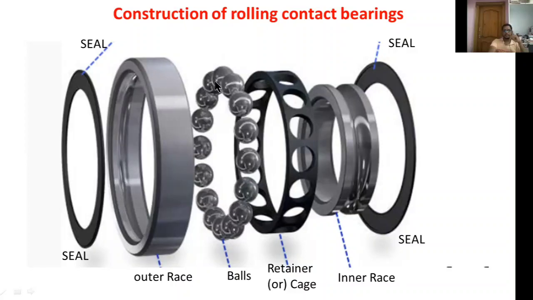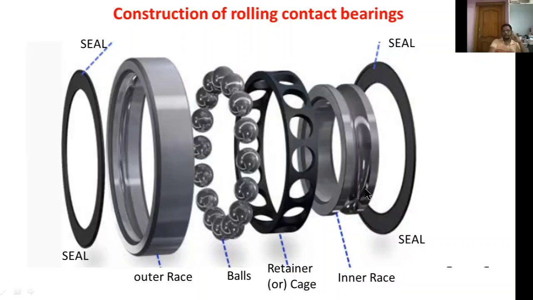Now these balls are called rolling elements. Here we are using balls or rollers as rolling elements, and this one is a retainer, or cage. The cage or retainer is used to hold these balls or rollers.